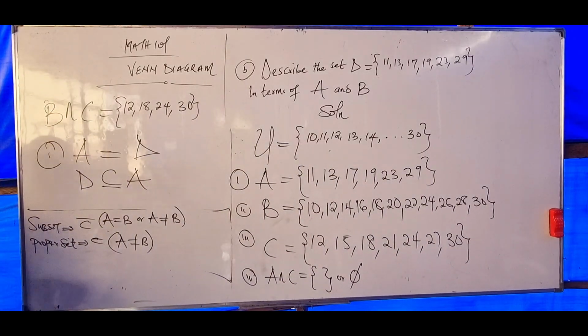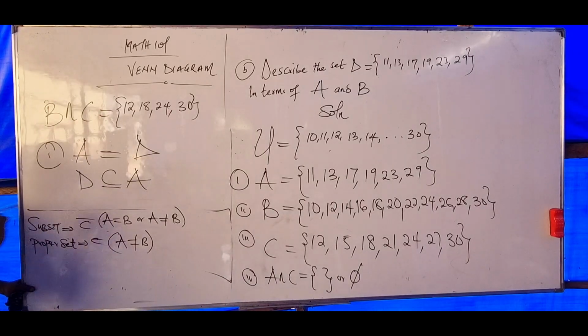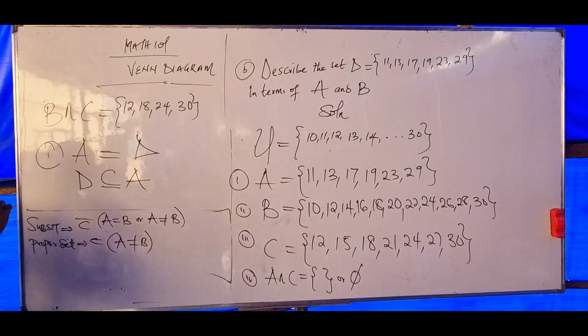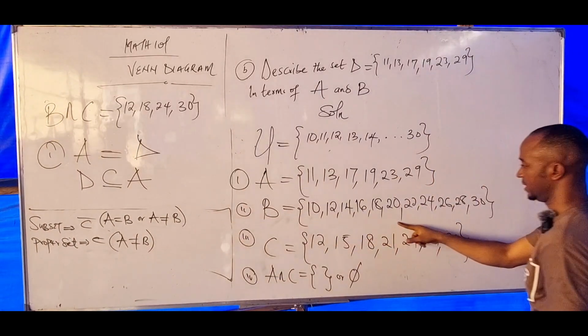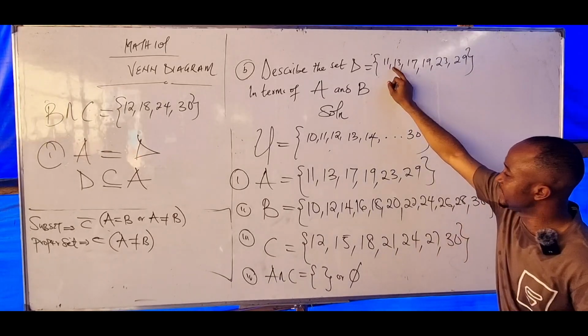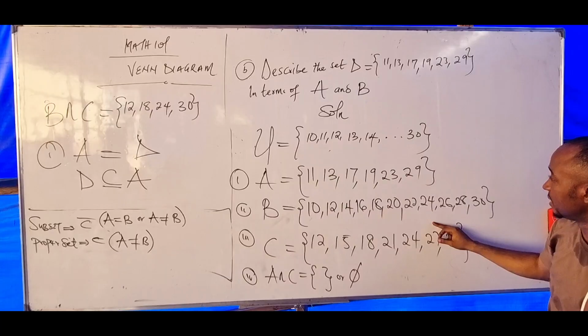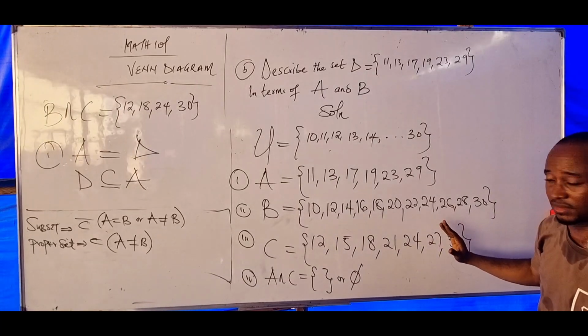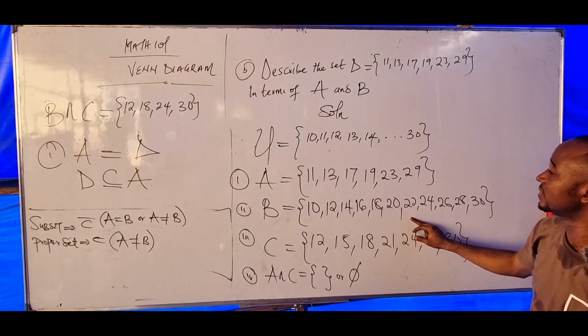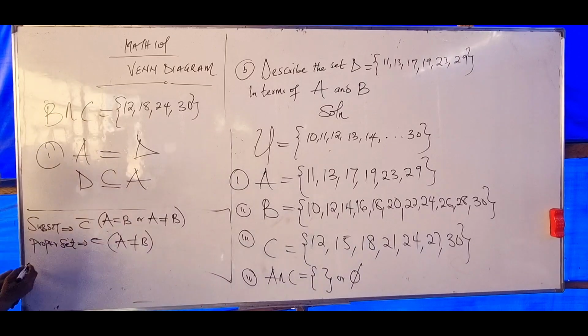Listen. Let's look at this now. Between D and B, every element in D, are they here? They are not here, right? Okay, I can't describe it here. Let me give an instance.